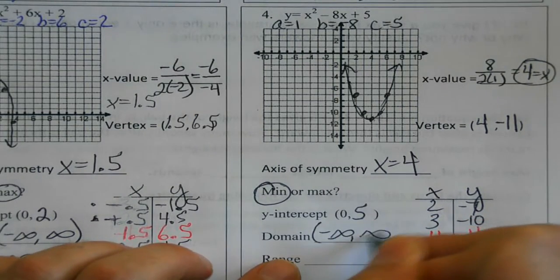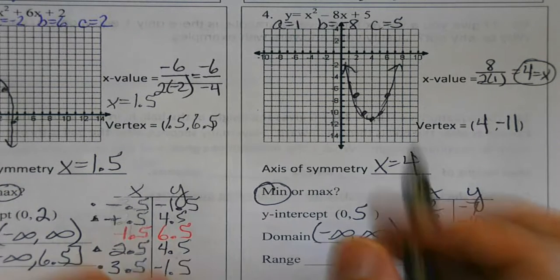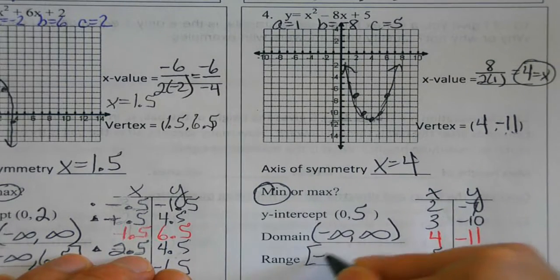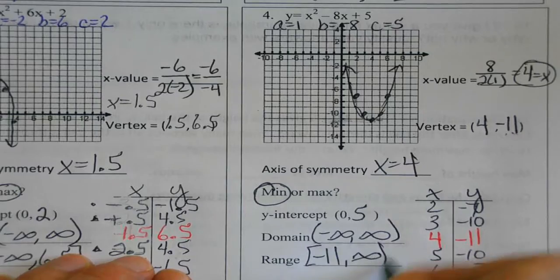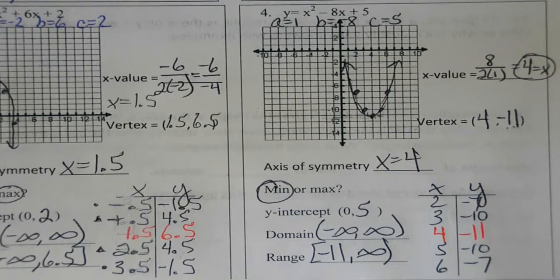And then I got the easiest question of all. My domain, again, forever left and right. And range, just keep repeating it to yourself, bottom to top. Bottom, y value of my vertex. To top, which is infinity. As long as you just keep trekking through and using the tools that you've got, these really aren't too bad to have to deal with.